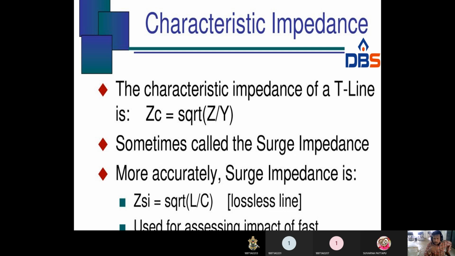Most of the time we call it surge impedance, and sometimes characteristic impedance or natural impedance. It is mainly called surge impedance. When we call it characteristic or natural impedance, it is when the transmission line is a lossless transmission line. At that time Vs is equal to Vr, sending end voltage equals receiving end voltage. So at that time the surge impedance may be called natural impedance or characteristic impedance. But most of the time, characteristic impedance is also called surge impedance.